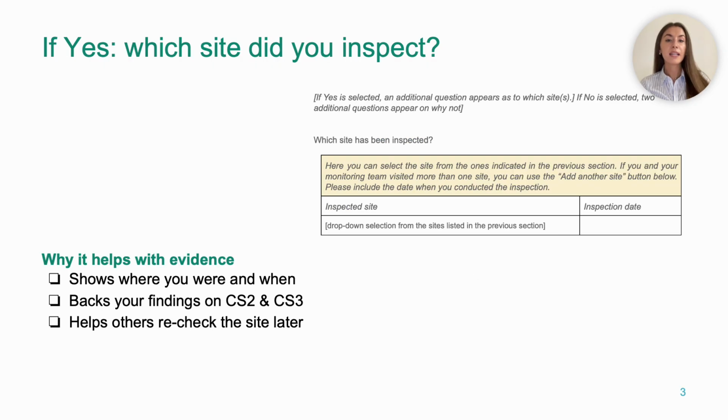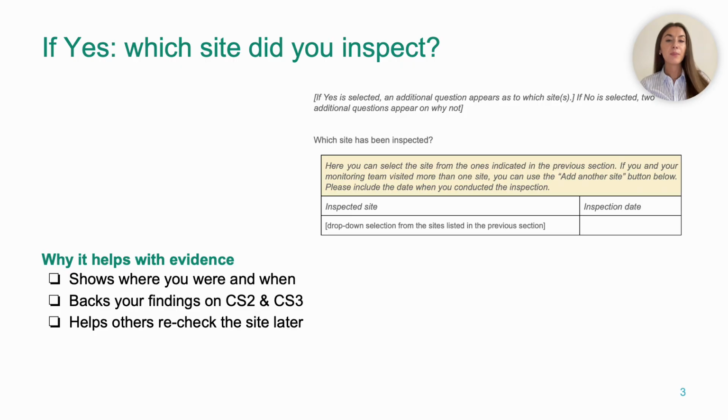Now, if you could visit at least one site, the tool immediately asks which site and on what date. Many projects in our focus countries are spread out: several streets, multiple school buildings, a number of drainage segments and so on. That's why the tool uses a drop-down of project sites. You pick the site that you actually visited and enter the inspection date. If you checked more than one site, you need to add a separate line for each.